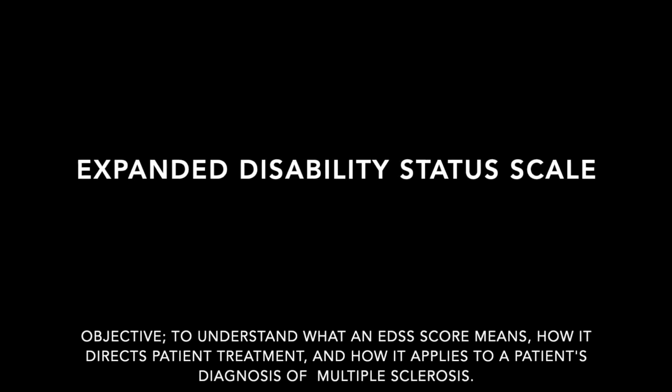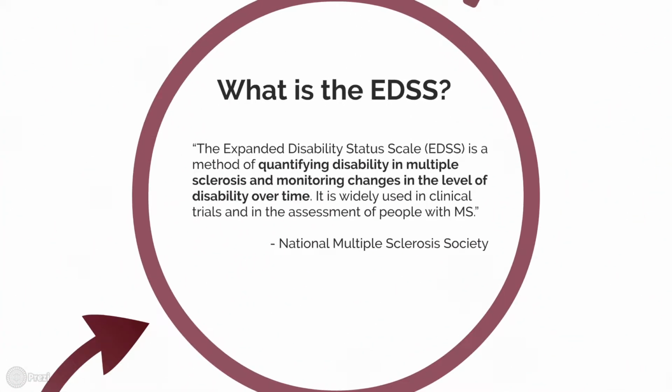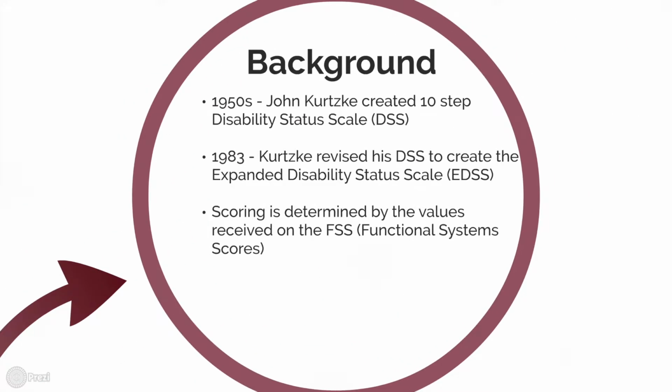The Expanded Disability Status Scale, or EDSS, is one method clinicians can use to quantify disability in patients diagnosed with MS and to monitor changes in the level of disability over time. As PTs, this can help us meet patients where they are at in our initial assessment and eval, as well as modify intervention as treatment progresses.